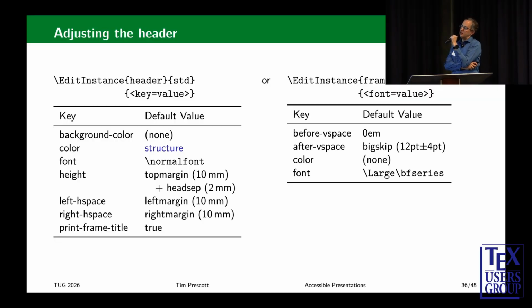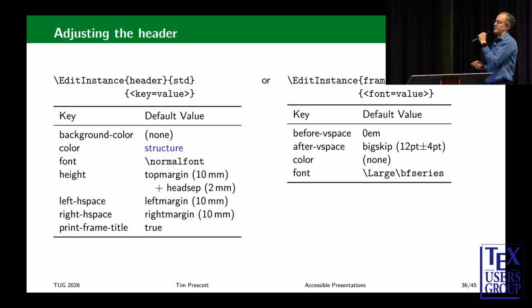Okay, adjusting the header. So we have 2 template instances that we want to focus on for the header. The header template and then the frame title template. The header is setting up what the header in general looks like, the background color, the font, the margins, whether that frame title gets printed, and all that. The font itself of the header comes from the frame title.